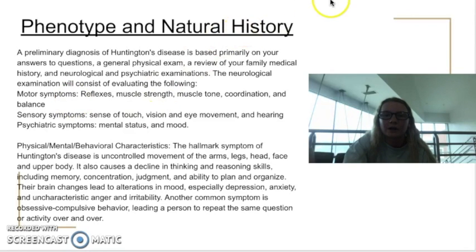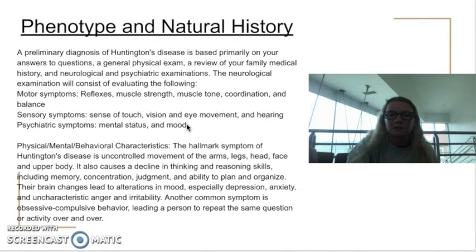Hi guys, it's Lauren. Our disease is Huntington's disease, and we're going to be talking about the way to diagnose it. You'll be examined by a neurologist, and they'll ask you a bunch of questions based on your motor symptoms, your sensory symptoms, and your psychiatric symptoms. A lot of the symptoms of the disease include uncontrolled movement of your arms, legs, or any part of your body. There's also a big decline in thinking or reasoning skills, including memory, concentration, judgment, or ability to plan and organize things.